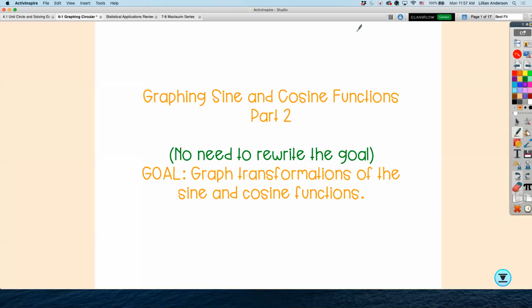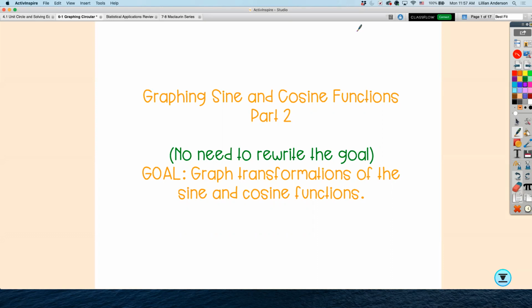We are graphing sine and cosine, part 2. We are still graphing the transformations of the sine and cosine function. This time the focus is going to be on B and C of that general form, okay? Those are the horizontal types of transformations, like your horizontal stretches and shrinks and your horizontal translations, okay?